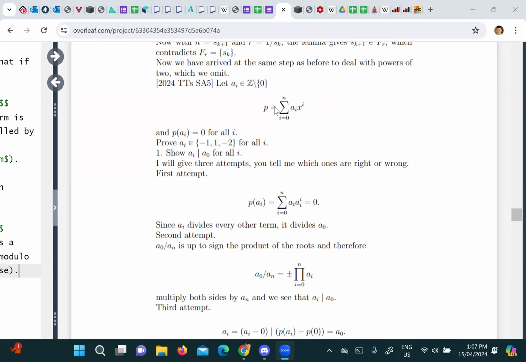The question is, you have a polynomial with non-zero integer coefficients, and these are also roots of the polynomial. Prove that the coefficients of the polynomial have to be either 1, -1, or -2.